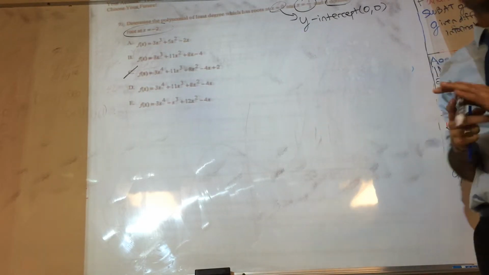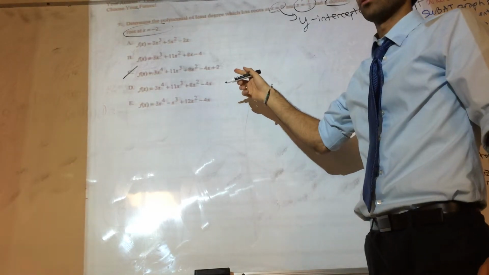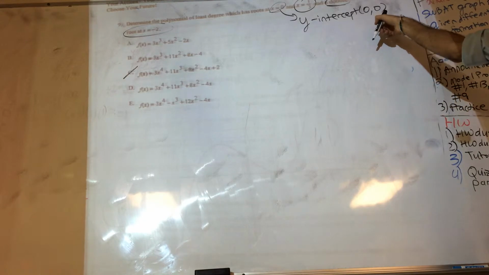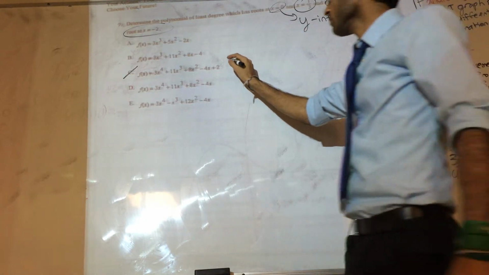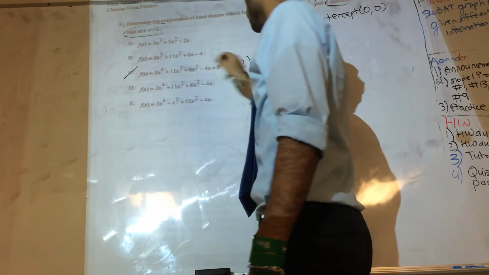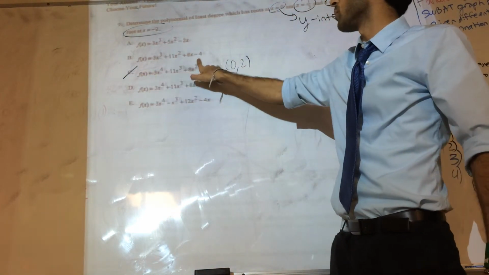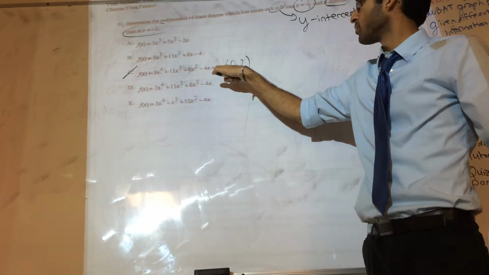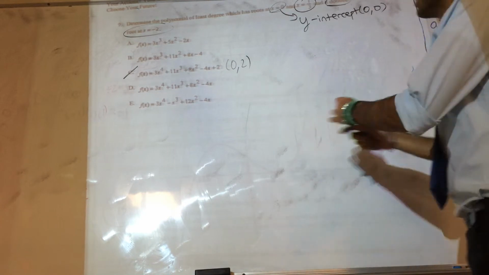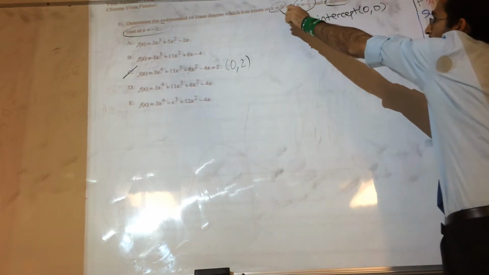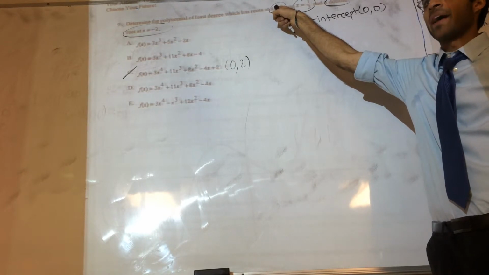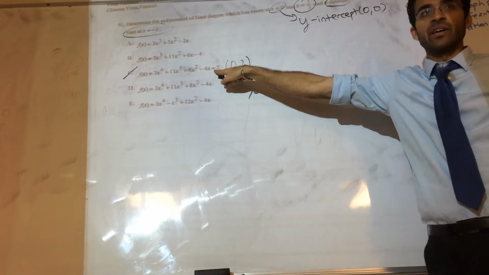Because the y-intercept on the problem above is 0, comma 0. But if you were to plug in 0 as x, the y-intercept would be 0 too. Right. This would have a point 0, comma 2. When I plug in 0 here, this goes away, this goes away, this goes away, this goes away. I'm left only with 2. So that means the y-intercept is 0, comma 2. Well, this is telling me the y-intercept is 0, comma 0, because when I plug in 0 for x, y is also 0. C is out.